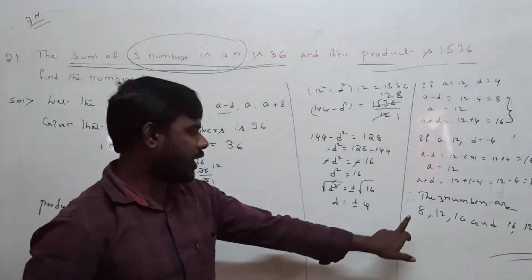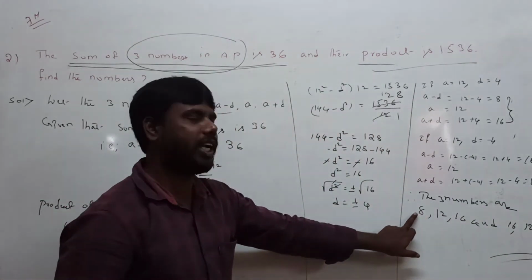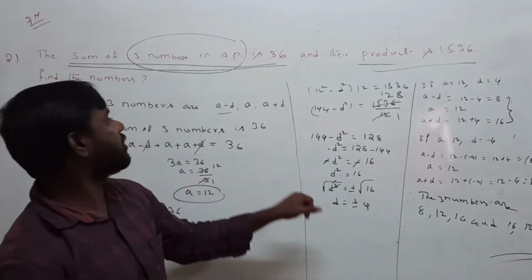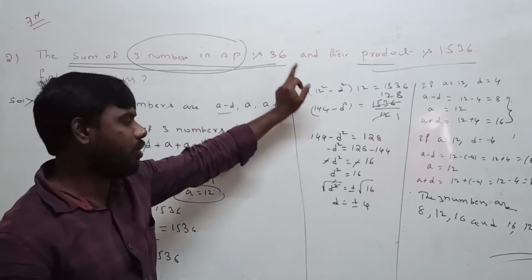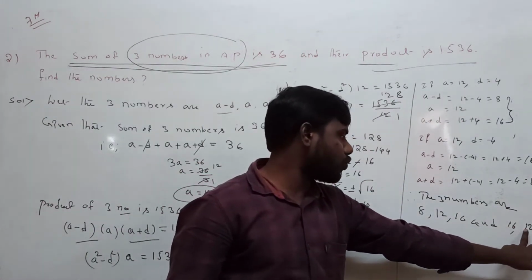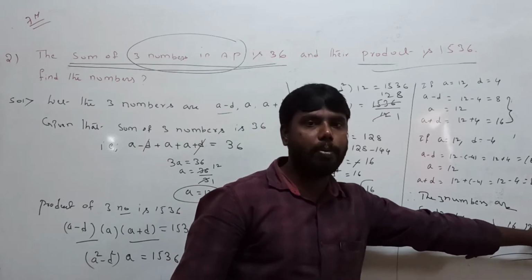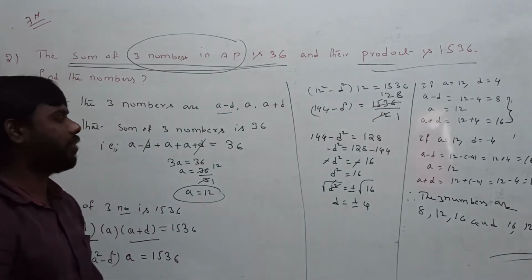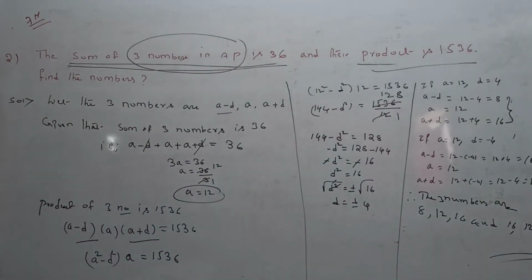Here we can add the three numbers. 12 plus 8 is 20, 20 plus 16 is 36. The sum of the three numbers they gave is 36, so your answers are correct. The other set also: 16 plus 12 is 28, 28 plus 8 is 36. These numbers are also possible. So finally we got the numbers, and they are correct.